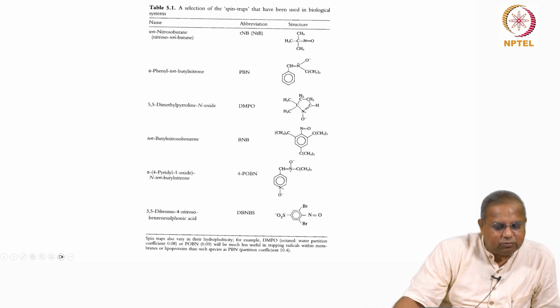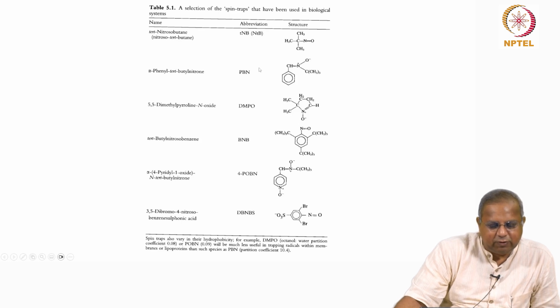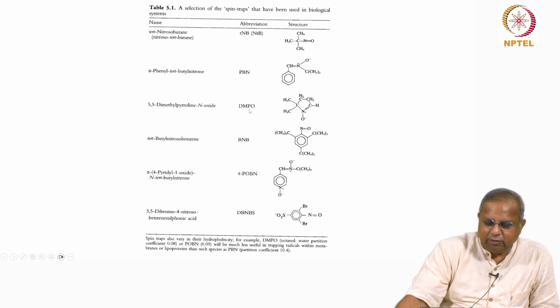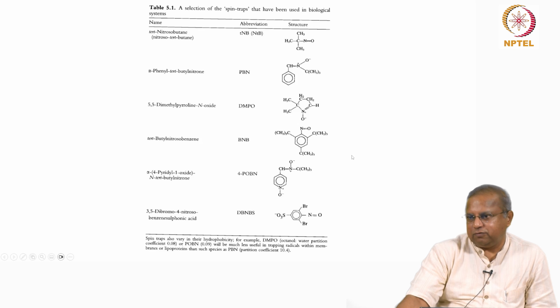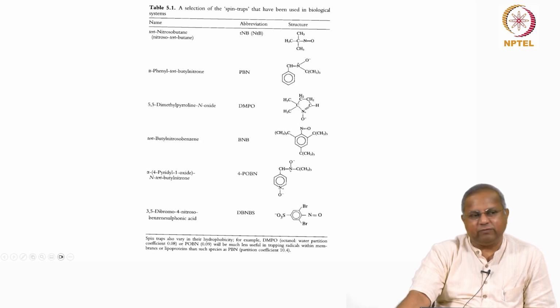Tert-nitrosobutane. I will just read out these. PBN, I am more familiar with these. PBN, DMPO, we have heavily used DMPO, BNB, and so on and so forth for various radicals. They are specific for various radicals.